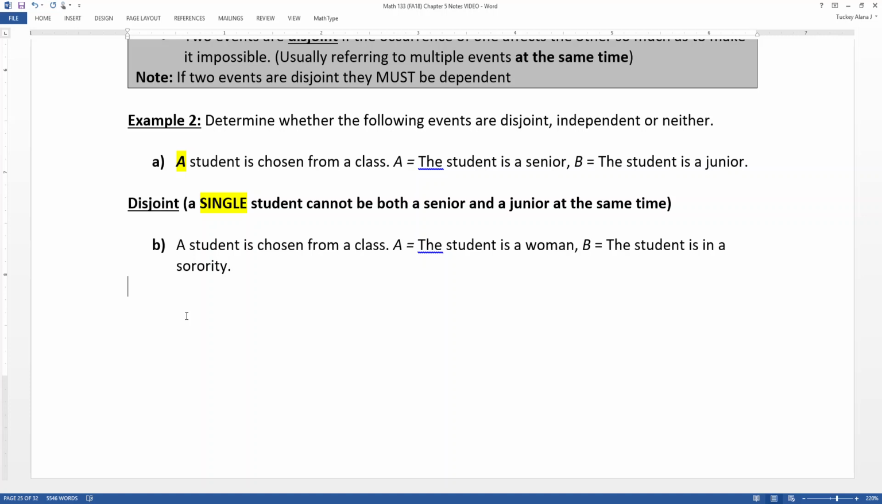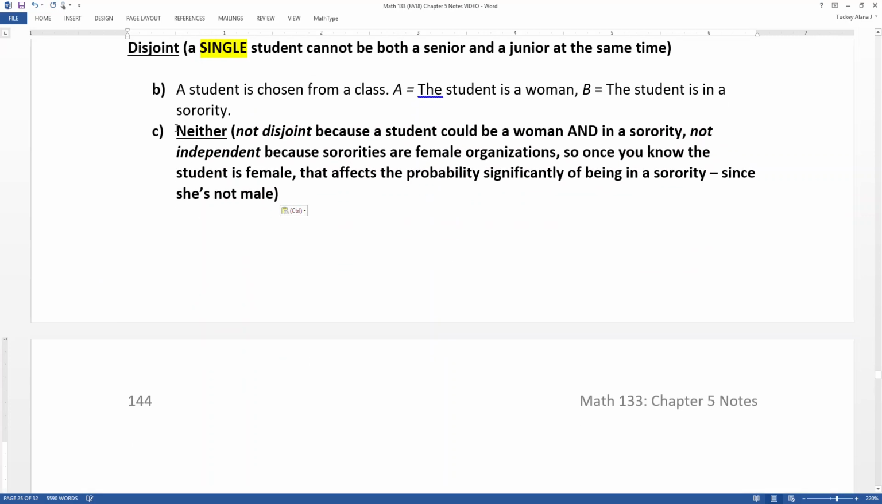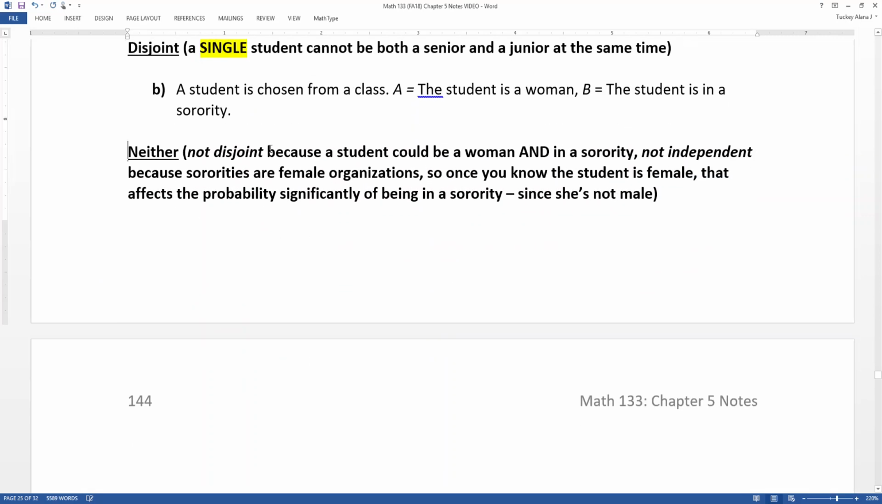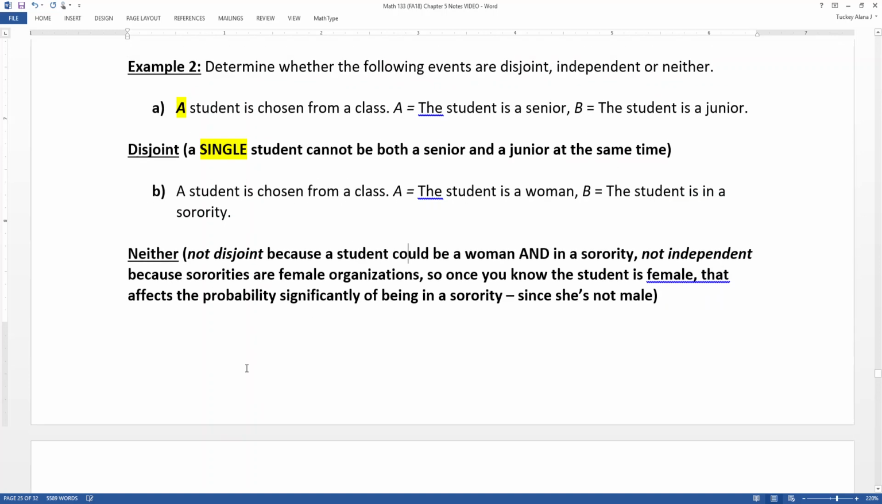Exactly. If you know the student is a woman, then you've changed the probability of them being in a sorority. Think of it this way. If you knew the student was a man, the chance of being in a sorority is basically 0 unless they're in one of those bad Adam Sandler movies. Exactly, right? So if it's affecting it that much, then it's got to be dependent. So it's actually neither. It's not disjoint because a woman could be in a sorority and a woman at the same time. And it's dependent, right? Not independent. So I guess I could say dependent.